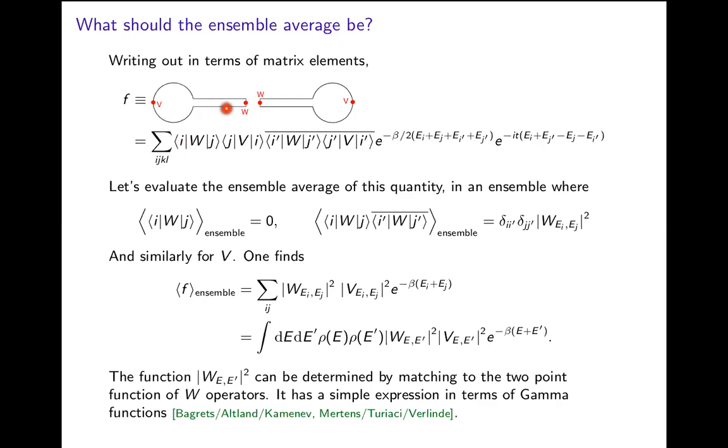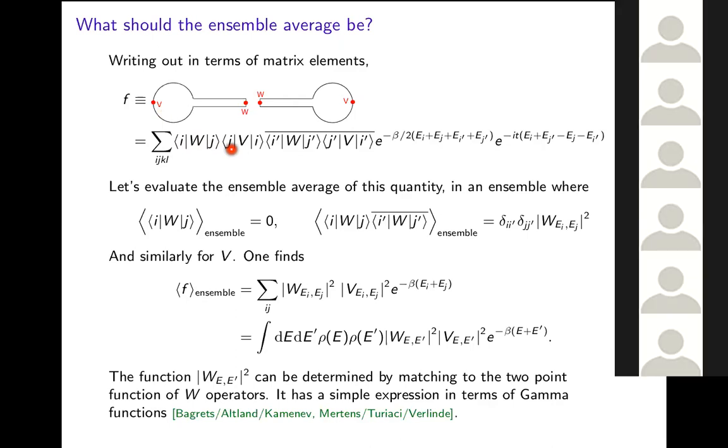So if you take this quantity here and write it out in terms of the energy eigenbasis, you get these V, W, and V operators, you get some time evolution, and if you write out both factors, you get this expression here. So it has some matrix elements of the W operators, the V operators, and okay, I'm complex conjugating one of these factors. And then it has some phases from time evolution and some suppression factors from the Euclidean parts of the contour.